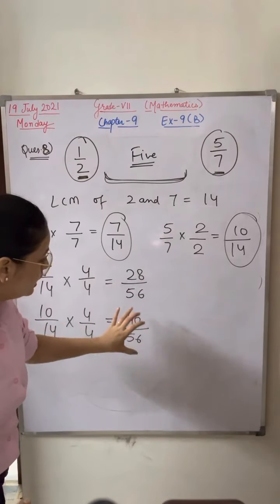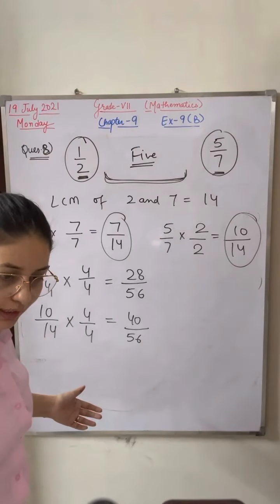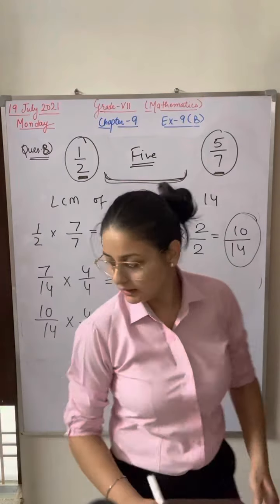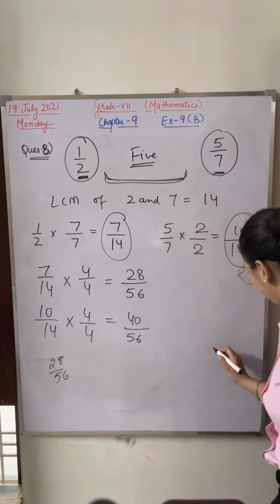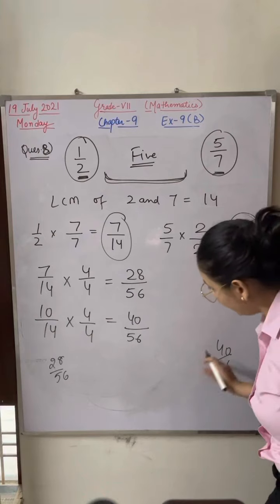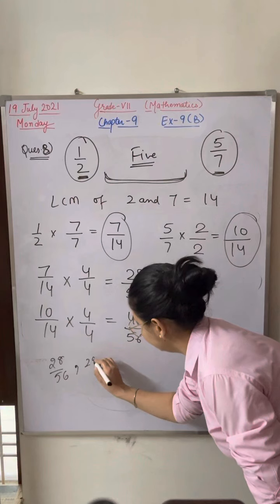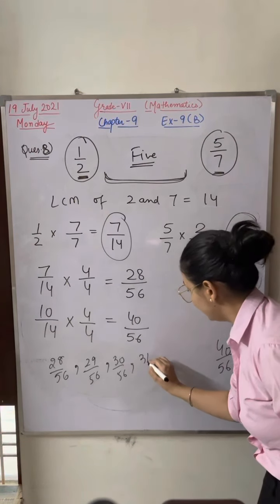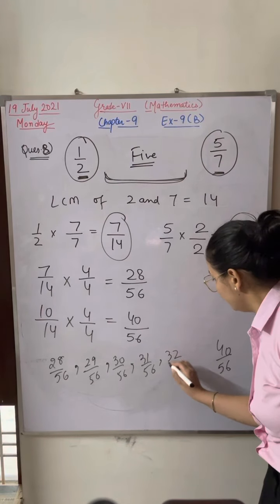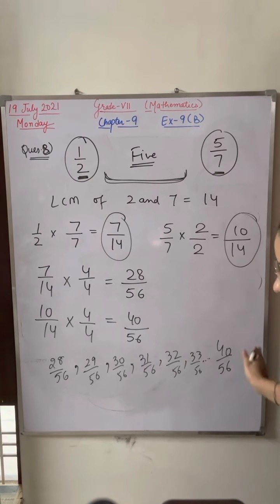In these two rational numbers, 5 rational numbers are possible? Yes or no? Yes, possible. Rashi, it's possible. Look here. Write down 28 upon 56 here and 40 upon 56 here. Now insert the rational numbers. Okay. 28 upon 56. Next number will be 29 upon 56. Then 30 upon 56. Then 31 upon 56. Then 32 upon 56. Then 33 upon 56. And so on up to 40 upon 56.